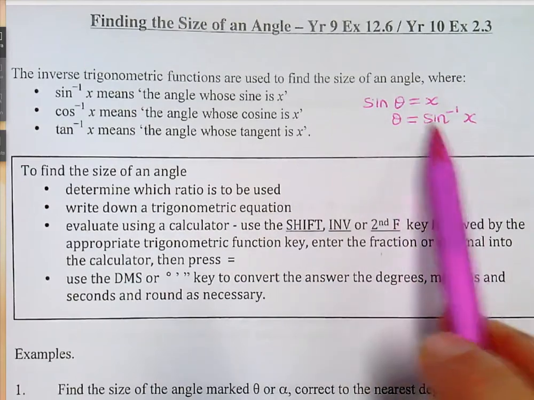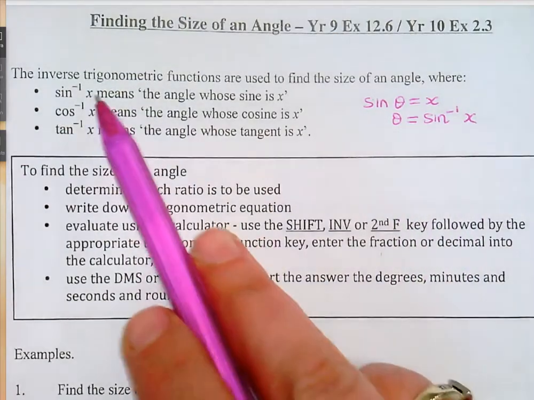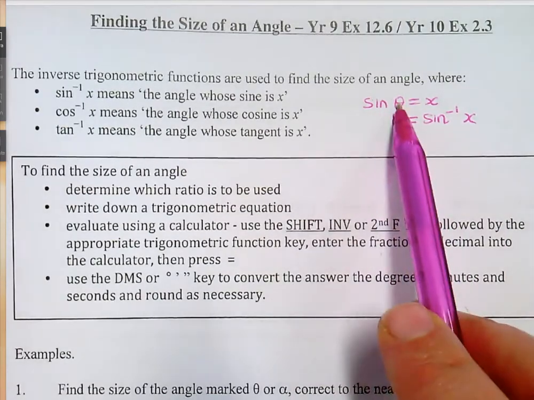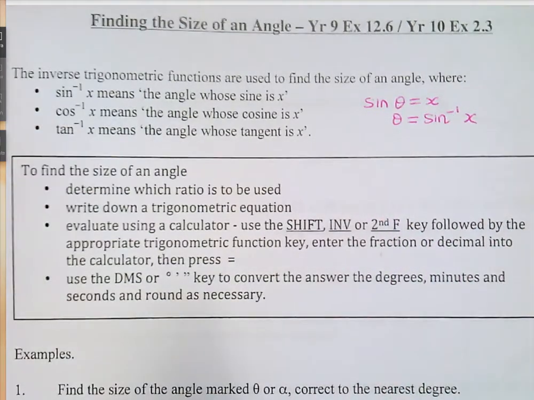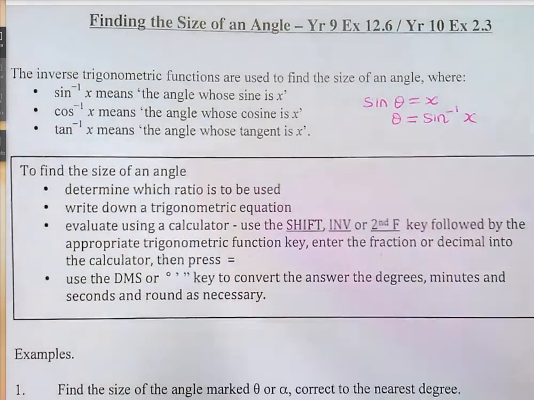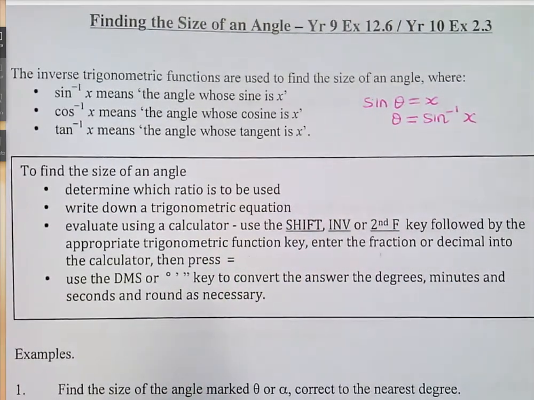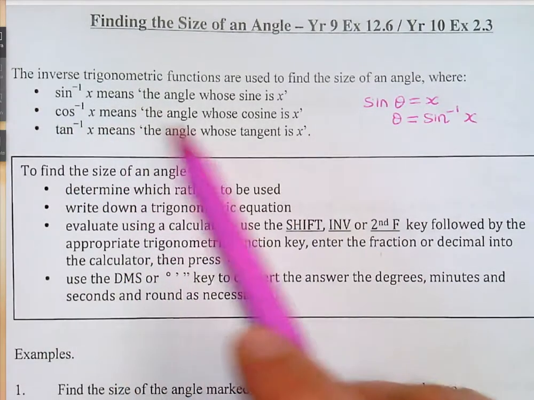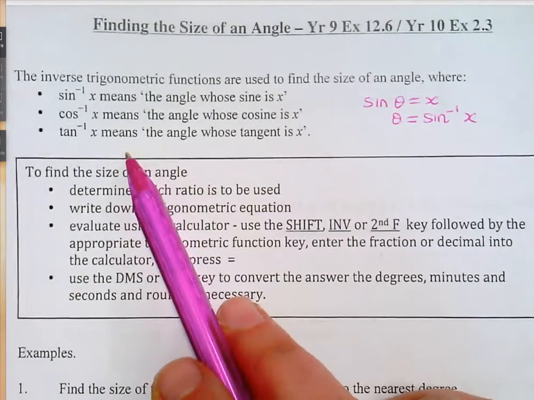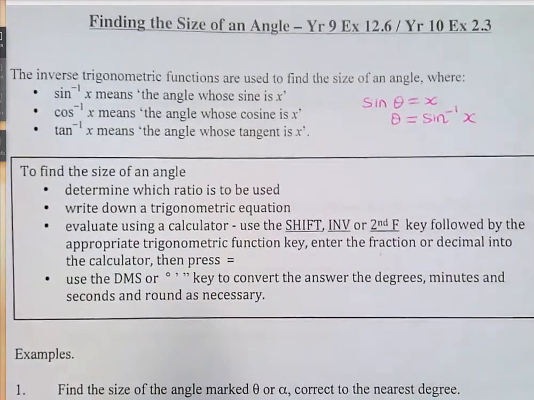To do that, I'd go sine to the minus 1 of whatever x is. So that means when I do sine to the minus 1 of x, it means the angle whose sine is x. See, sine of this angle is x. You don't really have to know this, but I'm just giving you the definition. All right, cos to the minus 1 of x, the angle whose cosine is x. Tan to the minus 1 of x, the angle whose tangent is x.